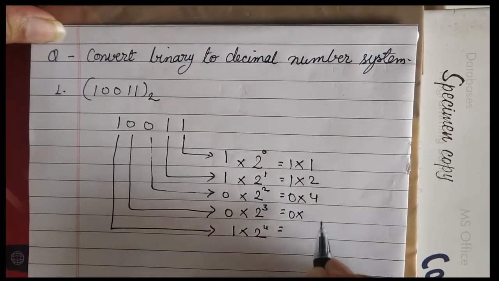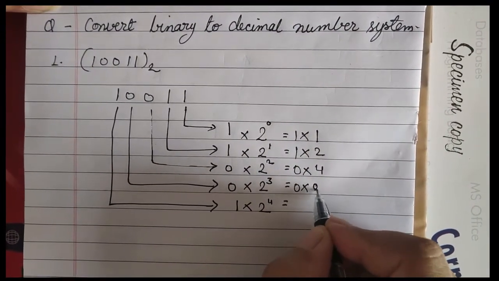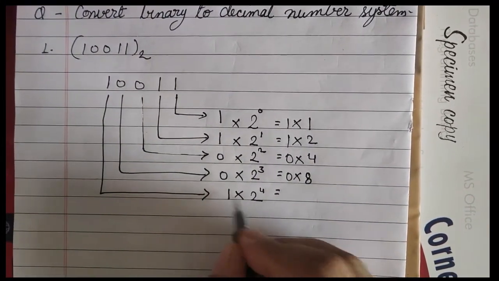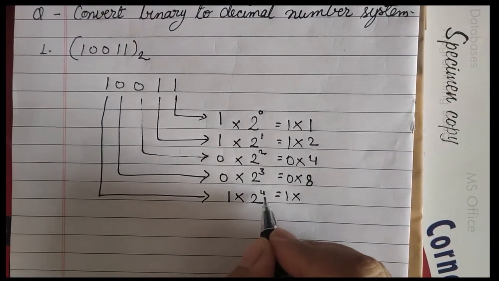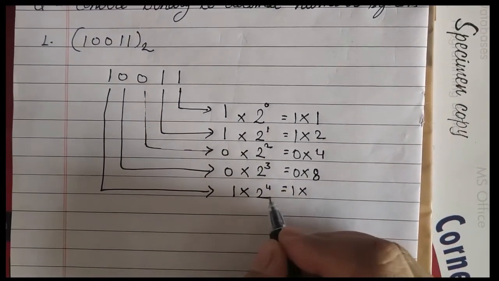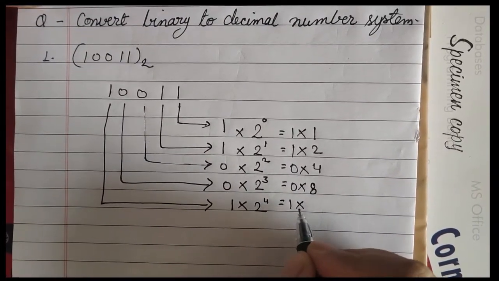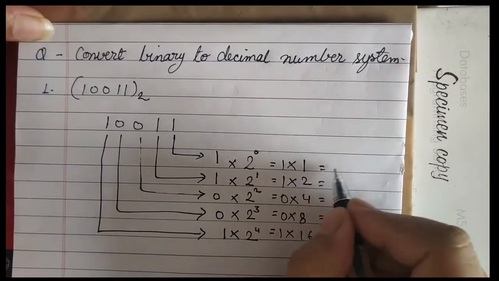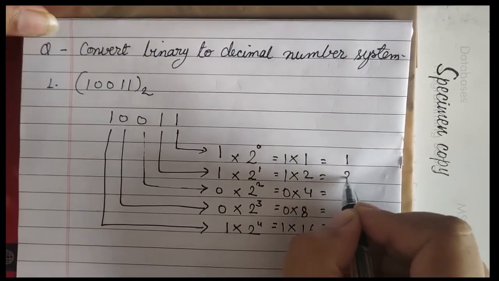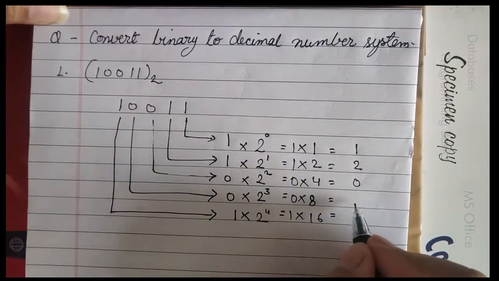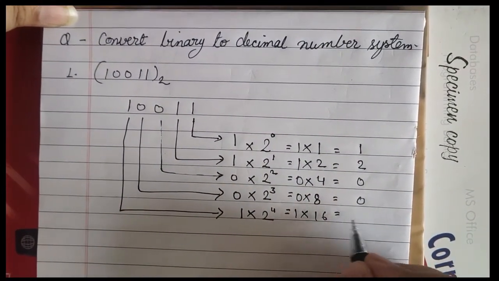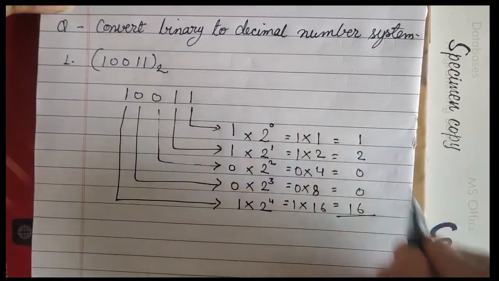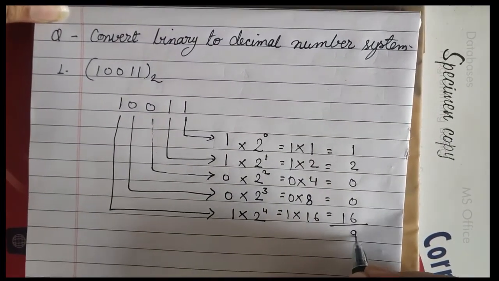Then 0 into 2 raised to the power of 3 is 8. 2 2s are 4, 4 2s are 8. Okay. Then 1 into 2 raised to the power of 4 is 16. Okay. 2 2s are 4, 4 2s are 8, 8 2s are 16. So 16 here. Now it is 1 1s are 1, 1 2s are 2, 0 4s are 0, 0 8s are 0, and 1 16s is 16. Okay, so 16, 2, 1 you have to add and it will be 19, and this is 1.